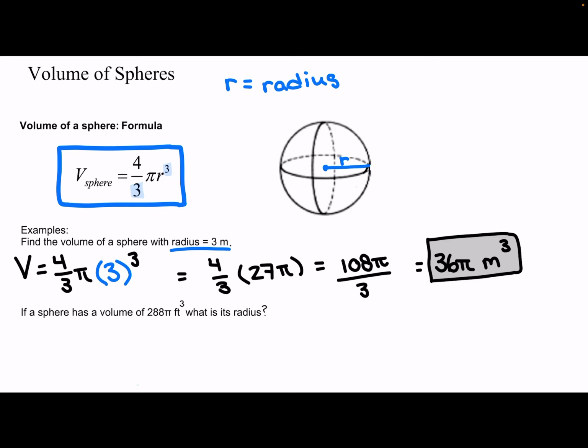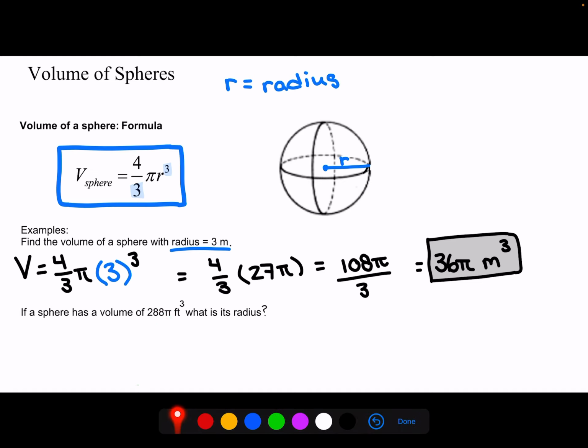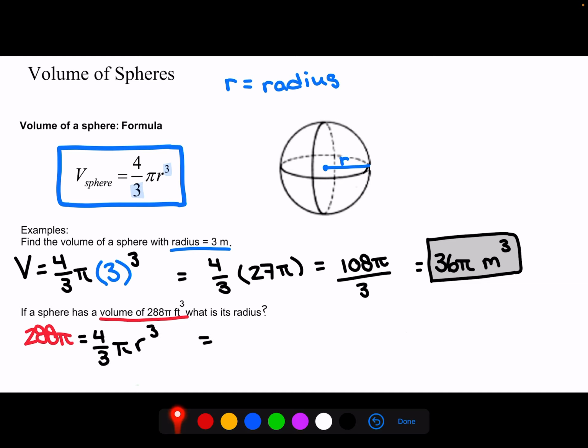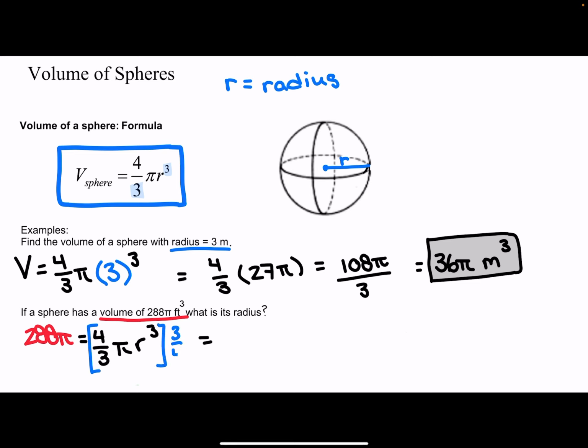Now, our next one. They say the sphere has a volume of 288 pi feet cubed. We want to know the radius. So I'm going to take 288 pi and plug it in for the volume, V. So I have 288 pi equals 4/3 pi r cubed. The next thing I'm going to do is get rid of this 4/3. To do that, I need to multiply both sides of my equation by the reciprocal. So if I flip this fraction over, I have my reciprocal as 3/4. 288 times 3/4 will give us 216 pi.